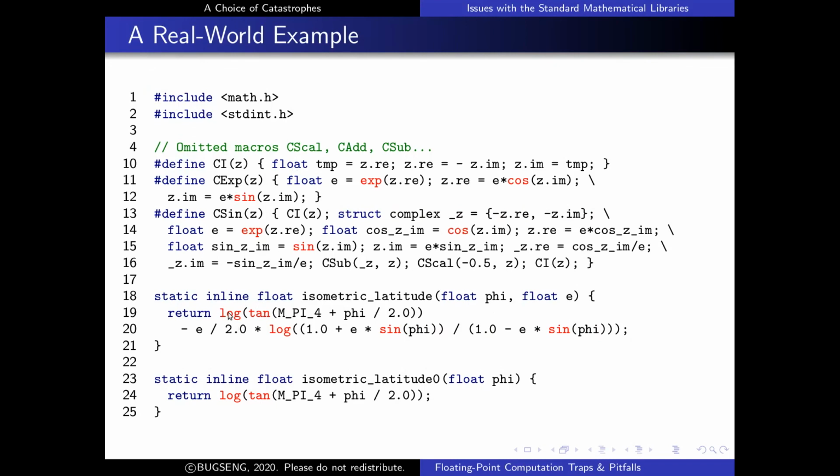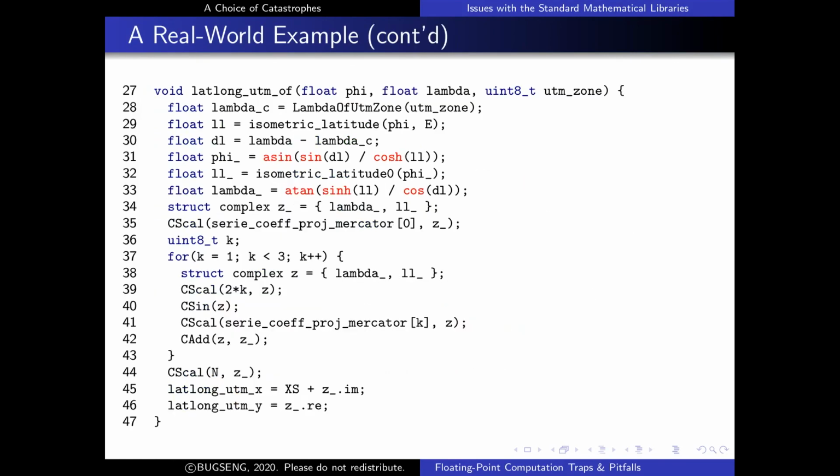For example, the logarithm of a negative number. Can this ever become negative? It's important to know this because the logarithm of a negative number will be a NaN, and if a NaN is generated here, it will mess up anything. Okay, so there are many. This is another part of the same code. Many invocations to the mathematical library.